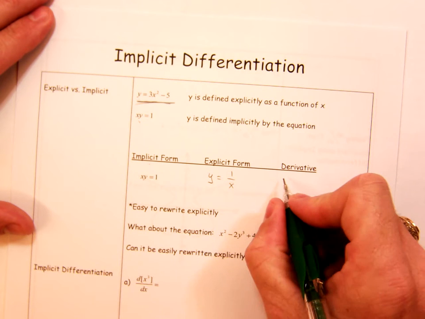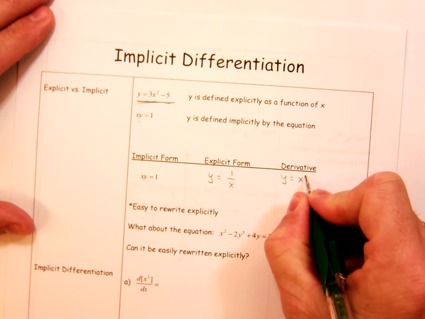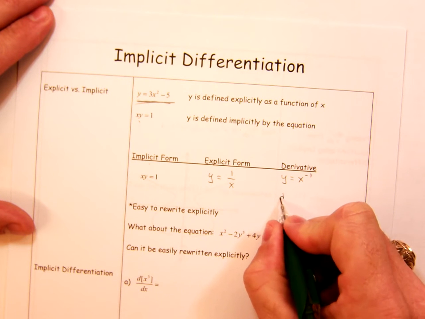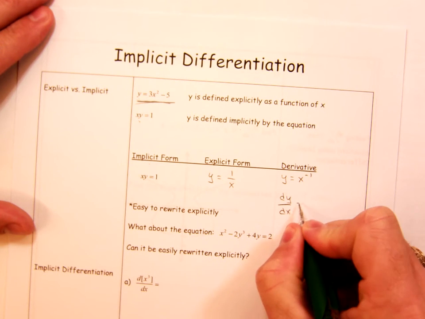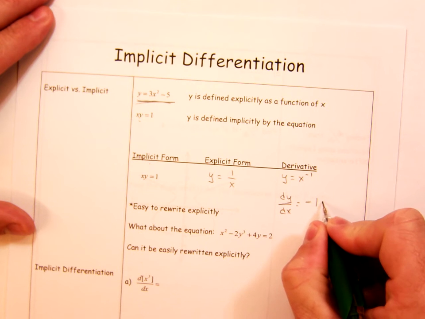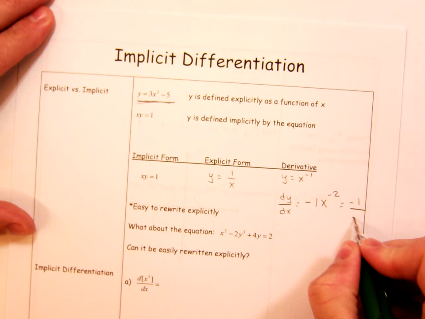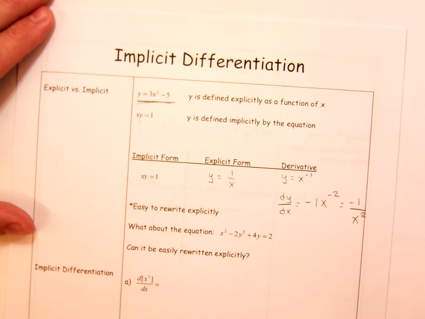The derivative of this, if I rewrite this as x to the negative 1, I get dy dx is equal to negative 1 times x to the negative 2, which is negative 1 over x squared. Okay, so that's the derivative of that.